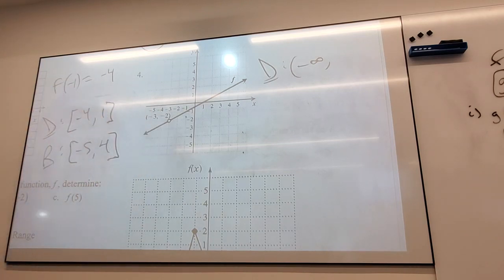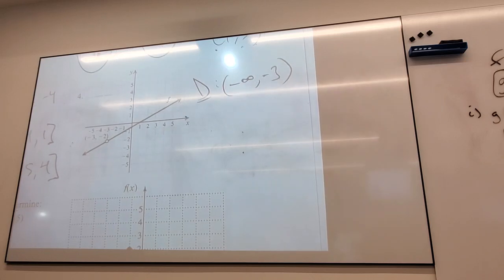Do I include negative 3? No. That's the whole problem, right? So you put a parenthesis in that dude. I don't want to include him. I don't put a bracket, I'm sorry, a soft parenthesis.